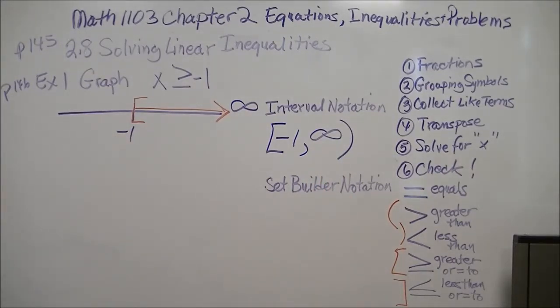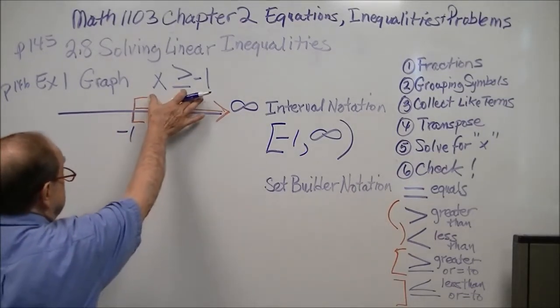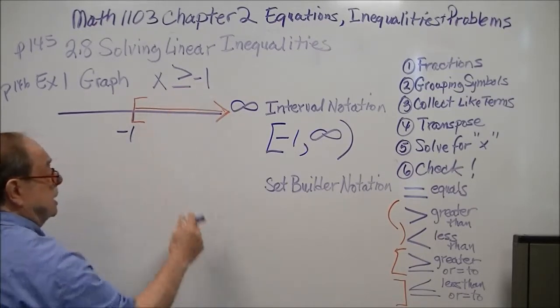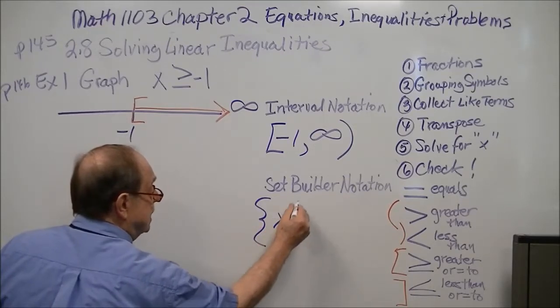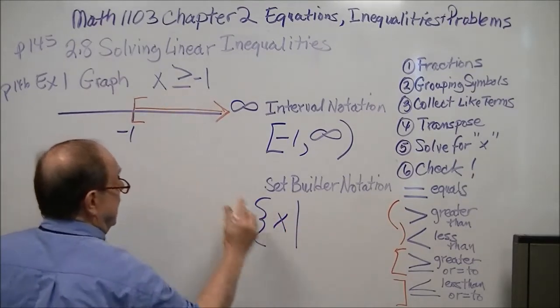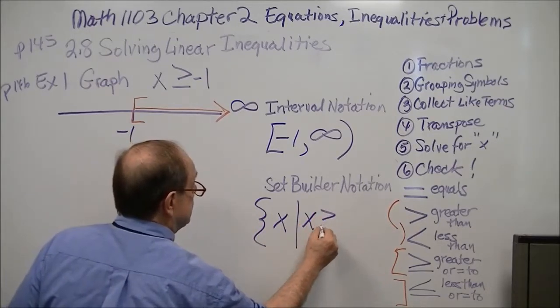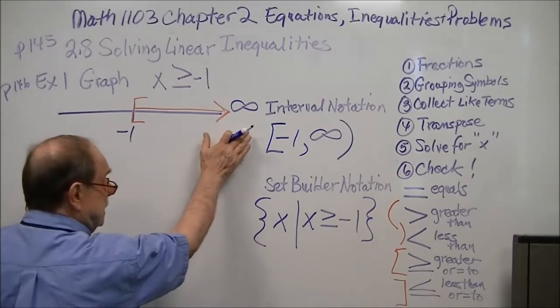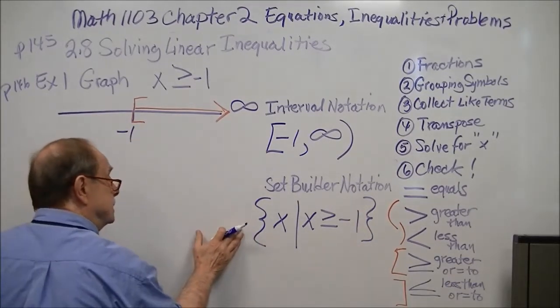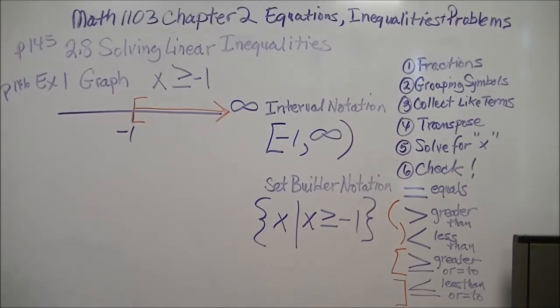Now, for set builder notation, we look at this and actually we use this, but we add a brace and say x such that, and then now we just copy that: x is greater or equal to -1. So there's interval notation, there's set builder notation, and there's the graph, and there's our original inequality statement.